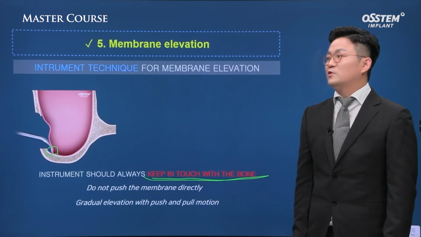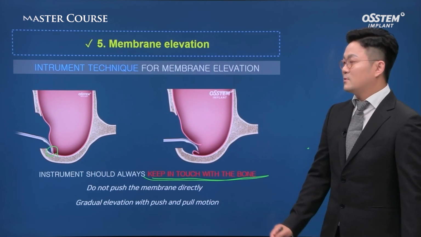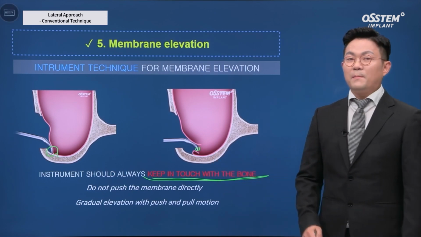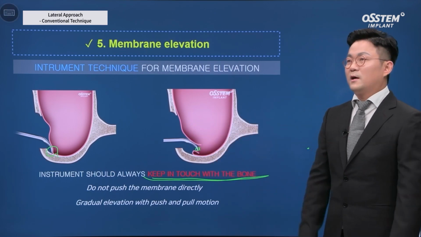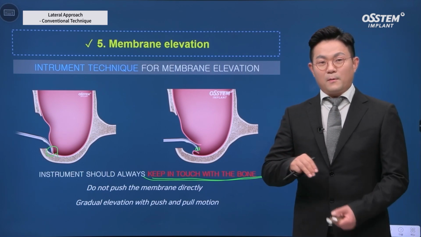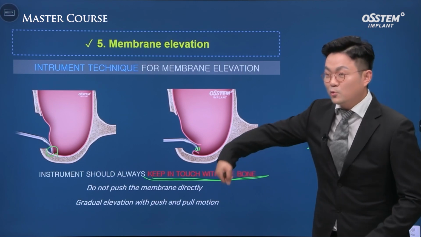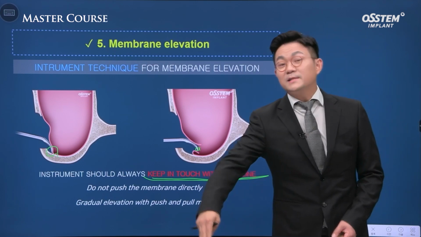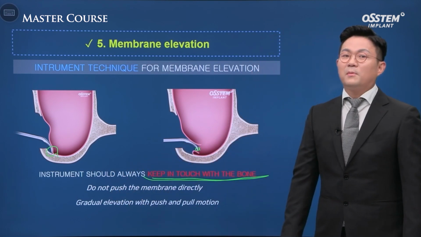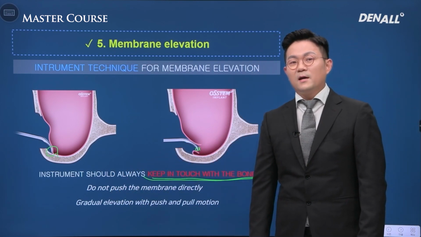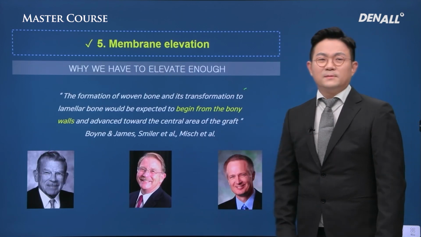If you push it like this, inevitably there will be perforation. So again, the edge or the tip should not be pushing inside. The tip should always touch the bone. Like if you create a crest on the pan, it's better to go inside, in this direction, to take things out. So how much elevation?